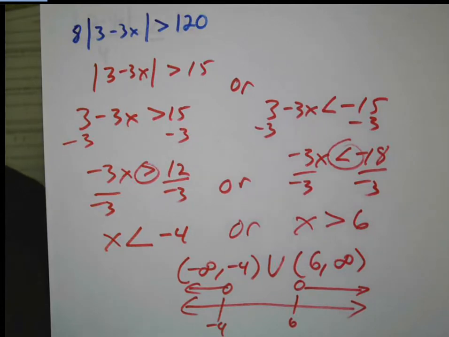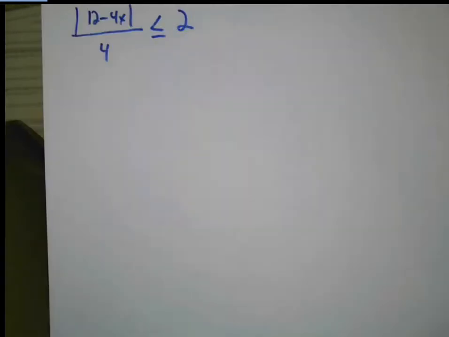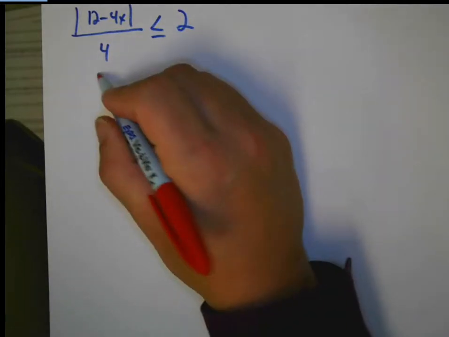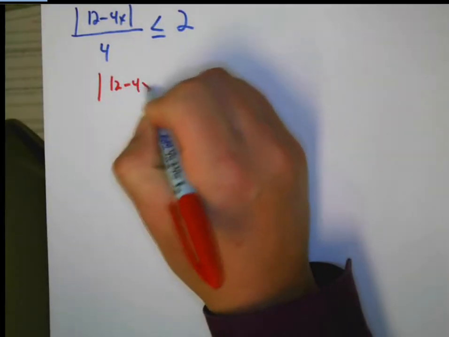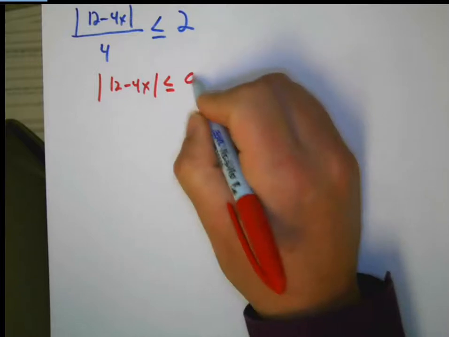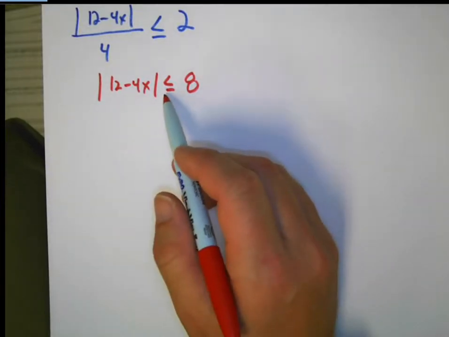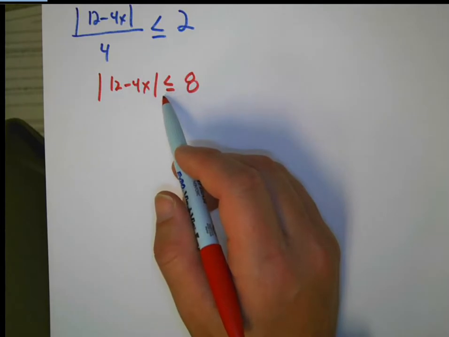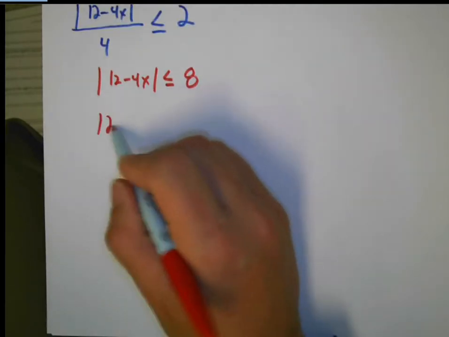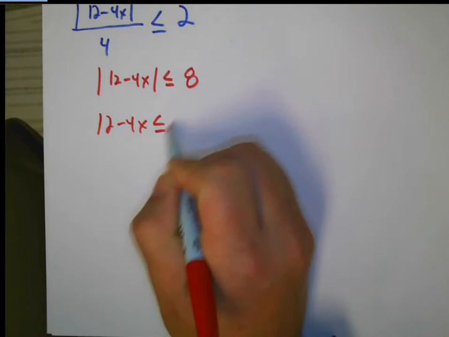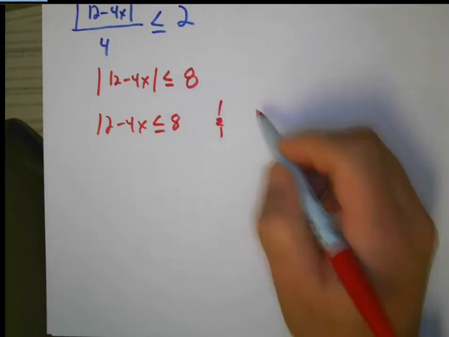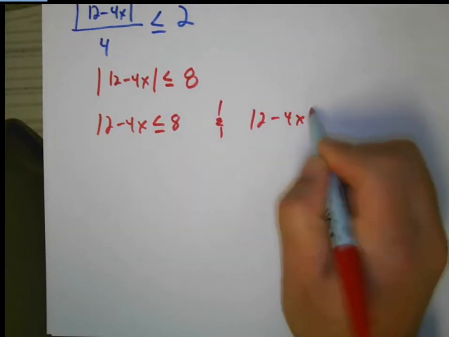Sound good? Awesome. One more. We're going to do one more and we'll be good to go. So this one, first thing we want to do is times everything by 4. All right, and since it's less than or equal to, going back to our little chart, I believe that's an and, right? So then we set up 12 minus 4x is less than or equal to 8, and 12 minus 4x is greater than or equal to negative 8.